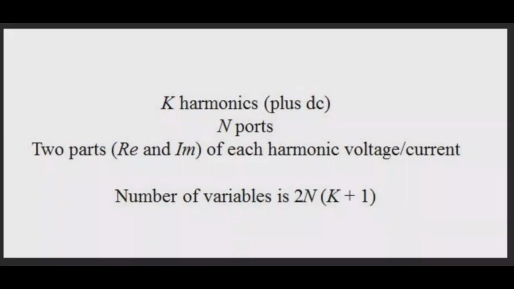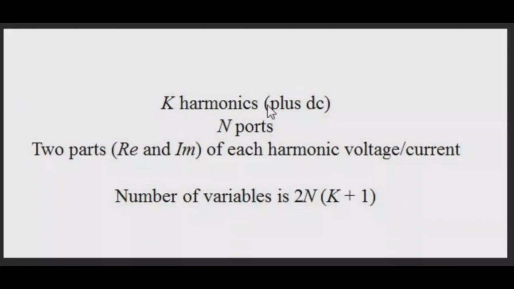Fundamentally, we're trying to satisfy Kirchhoff's current law at the interfaces and at each harmonic that we have in the circuit. That means we have a certain number of current conditions that have to be satisfied, and we have an equal number of voltages to do that.